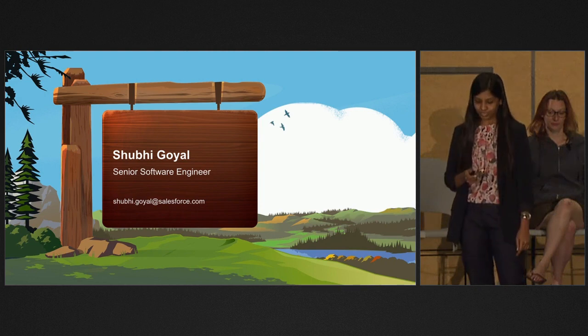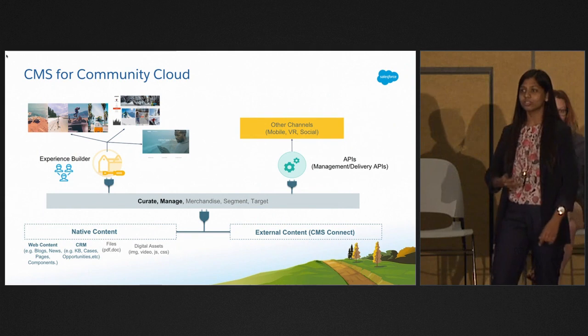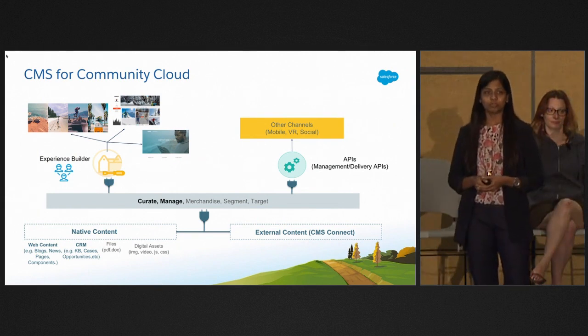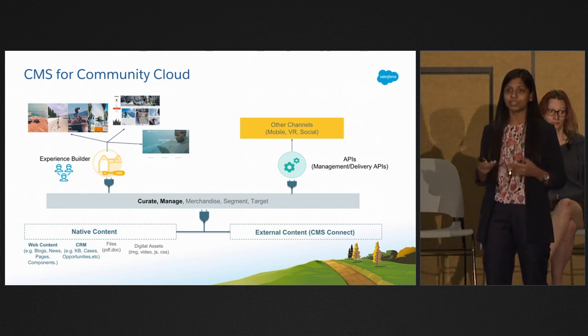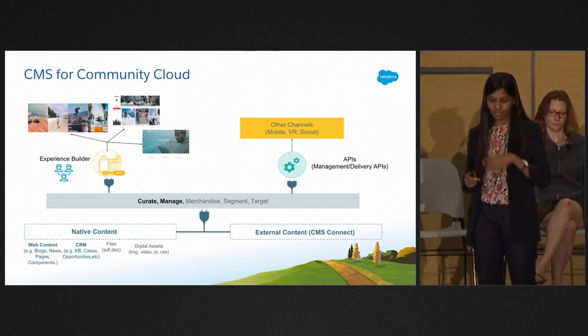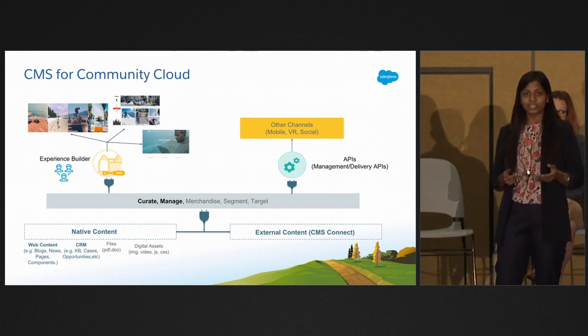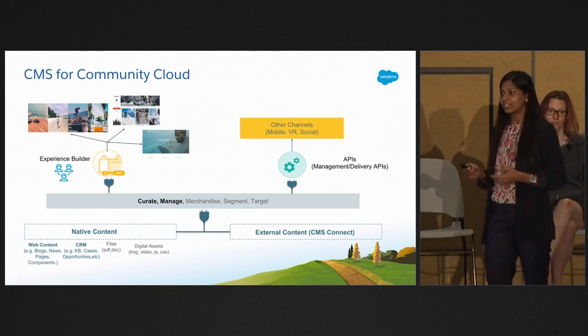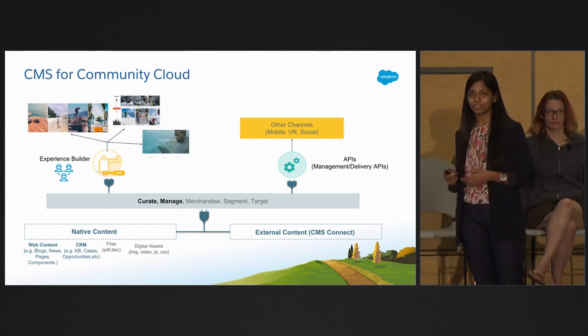So when we say native content, we're basically referring to the content that you can author inside Salesforce. It could be content such as news, blogs, articles, or it could even be your CRM objects as content. And then, of course, there's CMS Connect. After you're done with curating and managing your content, you can go ahead and add rich visual experience to all of it through the Lightning Community Builder.